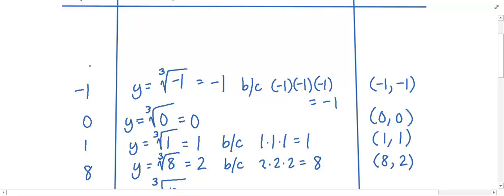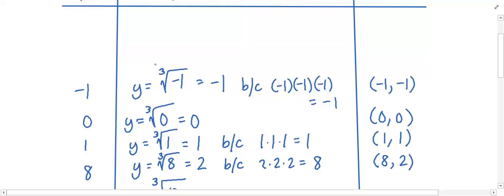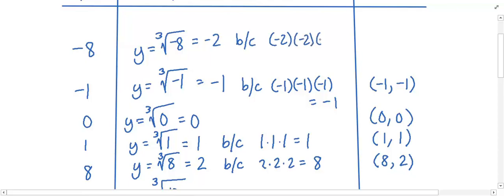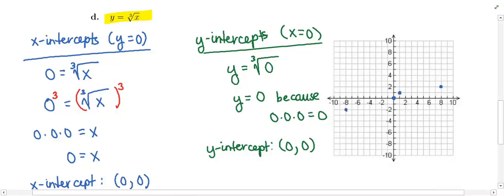As far as our x values between -10 and +10, there is one more thing we can plug in for x, and that's going to be -8. So if we try to compute the cubed root of -8, that's going to be -2, because if we take -2 and multiply it by itself 3 times, we're going to get -8. So if x is -8, the y value or output is -2. So we have 2 more points to add to our graph here: (-8, -2) and then (-1, -1).